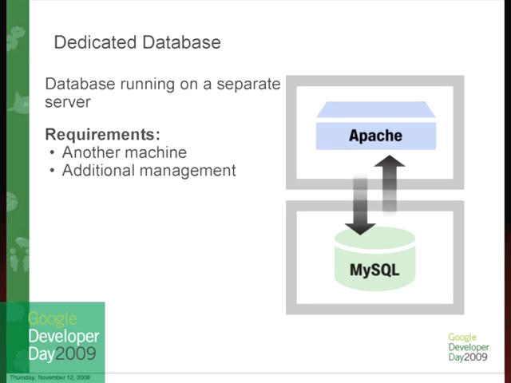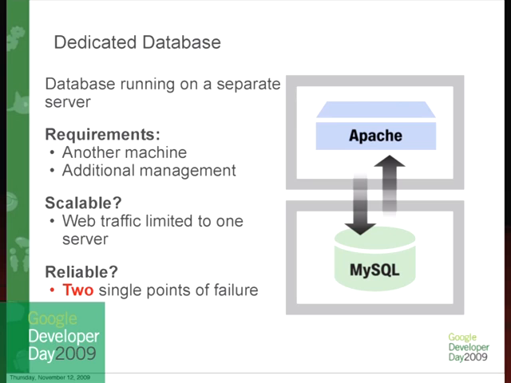The web traffic is still limited to what one machine can handle. So one database server, one web server. And is it reliable? Actually, it's less reliable, because now we have 2 places that can break. This server breaks, site is down. This server breaks, site is also down.